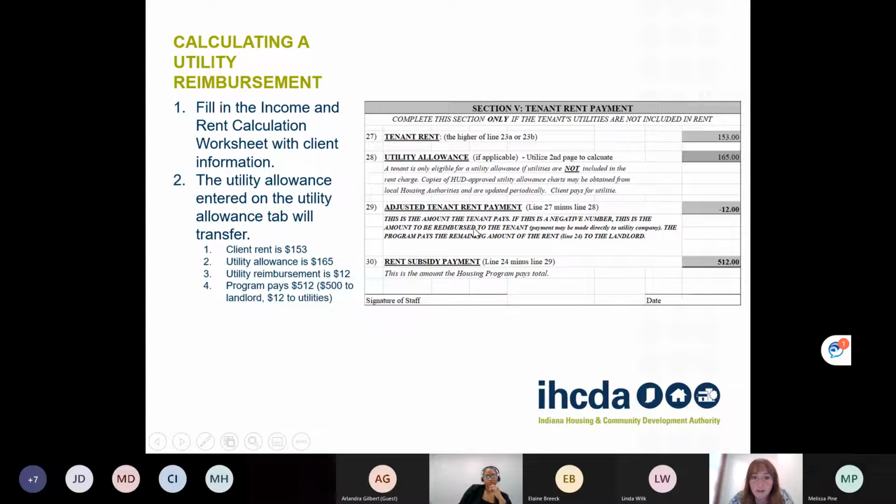It says on the sheet as well, if this is a negative number, this is the amount to be reimbursed to the tenant. So we have a negative 12 here, so $12 would go to either the tenant or it could be paid directly to the utility company. In total, since the client is paying all of their $153 contribution to the utility companies, they would not have to contribute anything towards rent. In total, the program would end up paying $512, which is the full $500 payment to the landlord, and then an additional $12 either to the utility company or to the client to reimburse them for that payment.